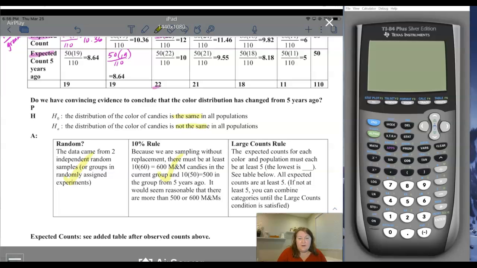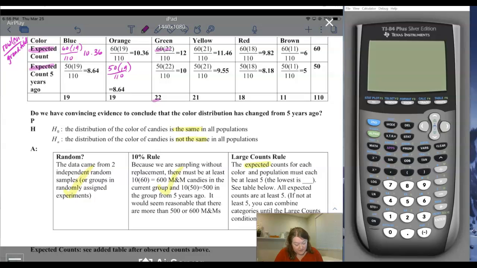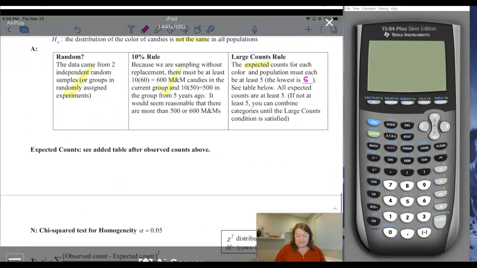The large count rule now is that we want to make sure everything, and it's in the expected counts, it's not observed, it's expected, need to be at least 5. So all you have to do is create that table, and then you just tell them what your lowest count was. Our lowest count was 5. Okay, and if there happens to be one that was 4.9, 4.8, you could write that and say, there was only one that was 4.8, really close to 5, we'll continue. All right? Okay, onwards, expected counts. I'm going to say that those expected counts are in the table above. Go look and go find them.